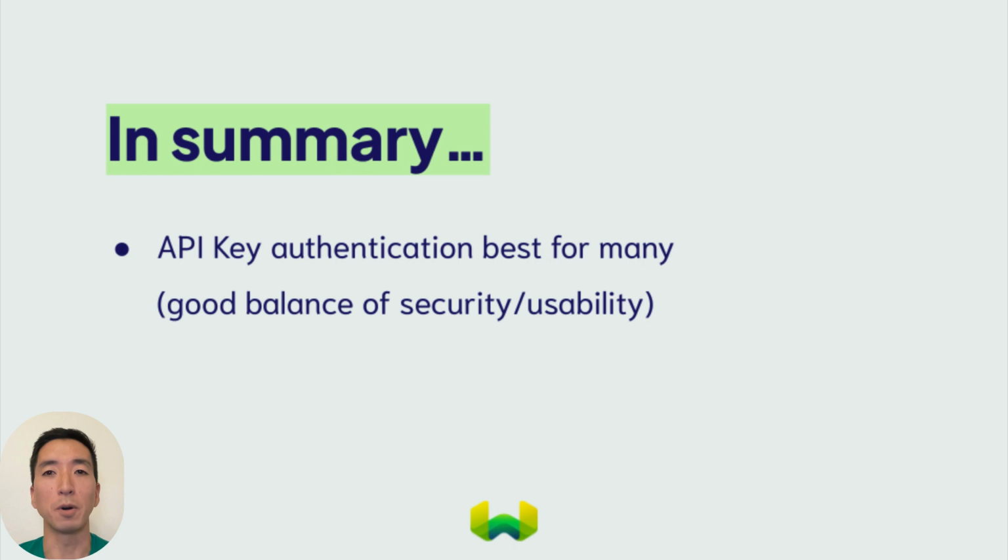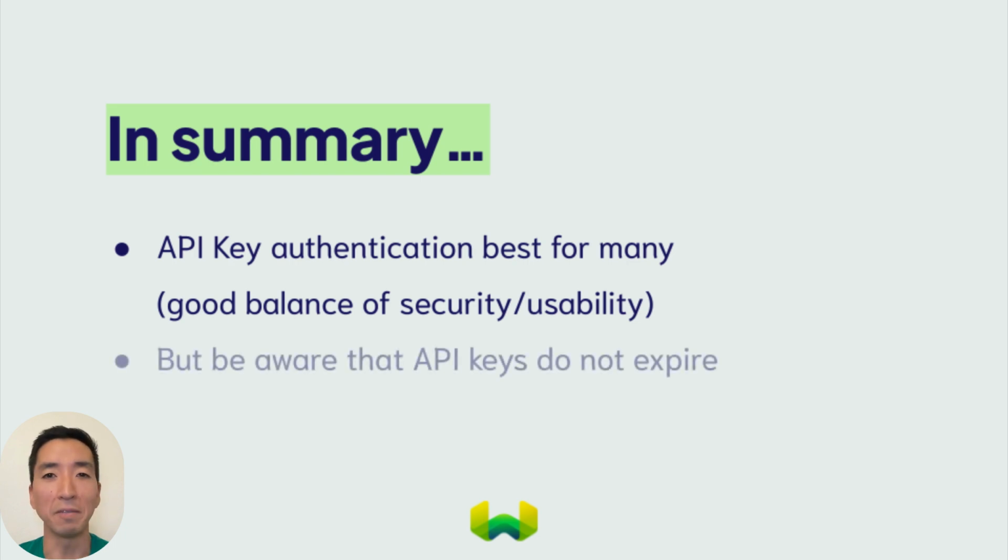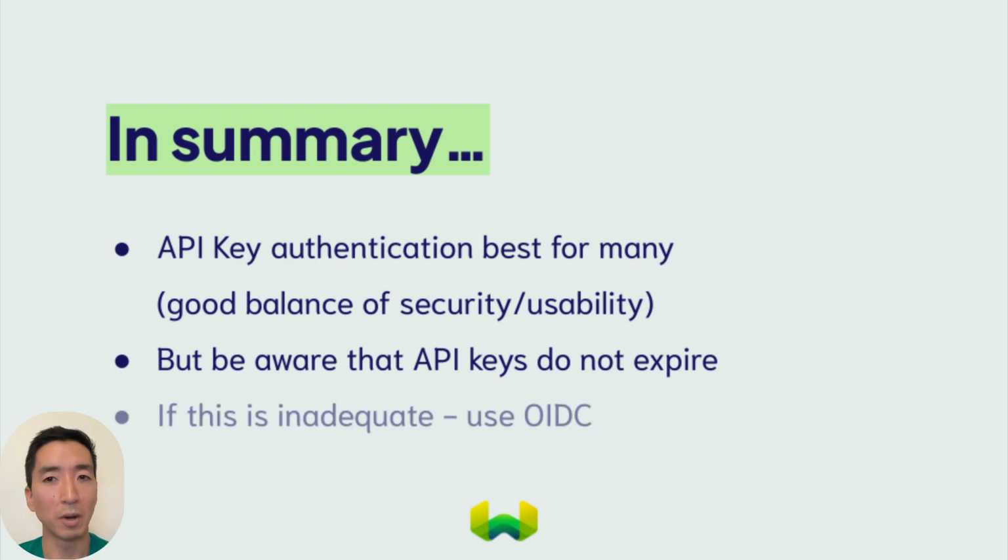The complexity required for OIDC means that the API keys usually strike a good balance between security and usability. However, API keys do not expire, so if leaked or intercepted, they could be used to access your resources until they are manually revoked, which is why in some situations, the OIDC solution might be preferable.